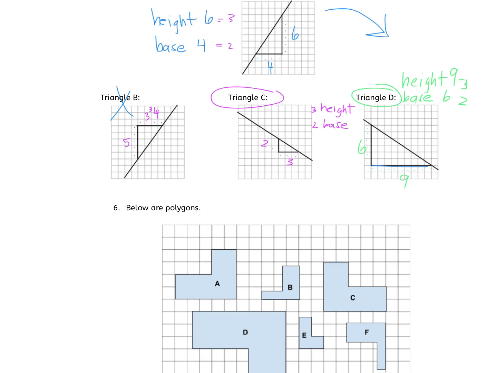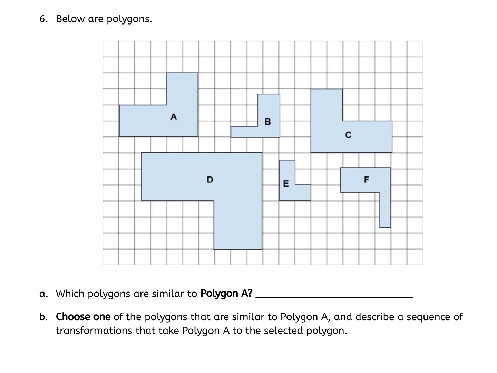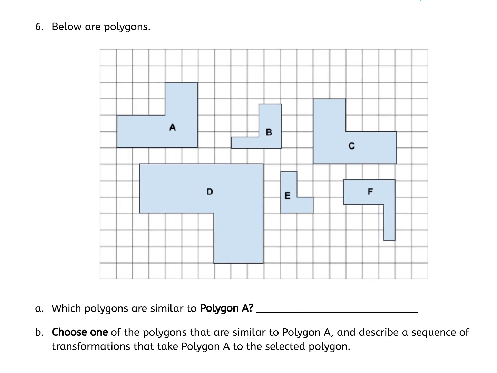All right, moving on. For number 6, below are polygons. Which polygons are similar to polygon A? All right, so let's look at the dimensions of polygon A again. The height, 1, 2, 3, 4. So we have 4. And then we have 2 here, 2 here, 3 here, 2 here, 1, 2, 3, 4, 5, and 5 here. Okay, so we need all those side lengths and everything to be proportional for A.